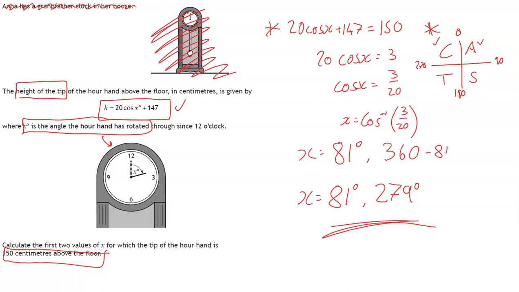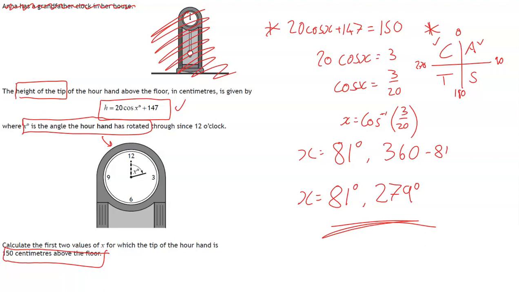So as intimidating and scary as the question first looked, once we extract the key bits of information, i.e. the equation, the height, and what x means, we're able to make it into a simple trig equation to solve, which we know the technique of because we've gone over it many times. We know about arranging it so we get cos x equals, using our CAST diagram to find where the solutions lie, and then getting our solutions from that. Once we've broken it down, it becomes more straightforward to do.